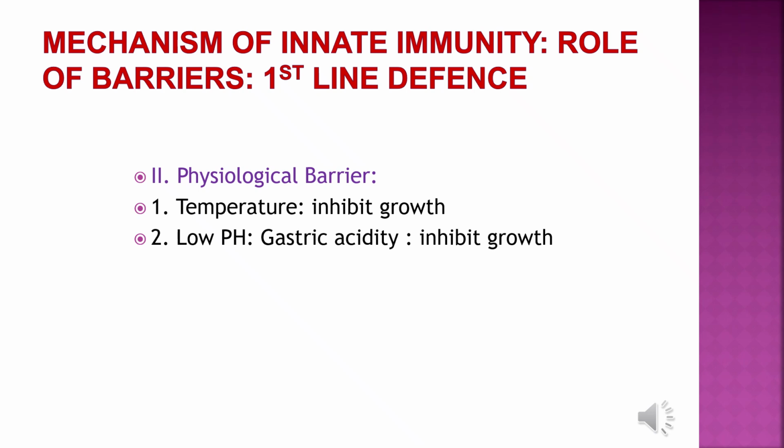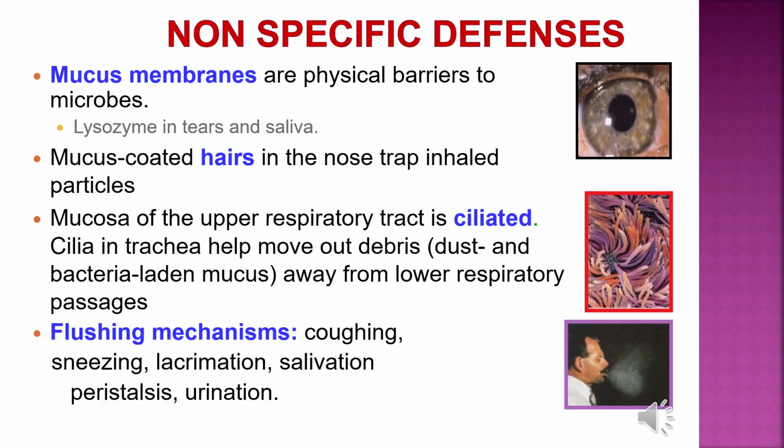Then physiological barriers: temperature inhibits growth of bacteria, and low pH, that is gastric acidity, inhibits growth of bacteria. Here you can see examples of non-specific defenses. Mucous membranes are physical barriers to microbes. Lysozyme is present in tears and saliva. Mucus-coated hairs in the nose trap inhaled particles. The mucosa of the upper respiratory tract is ciliated, and the cilia in the trachea help move bacteria away from the lower respiratory passage. Flushing mechanisms like coughing, sneezing, lacrimation, salivation, peristalsis and urination all help flush out the microorganisms.